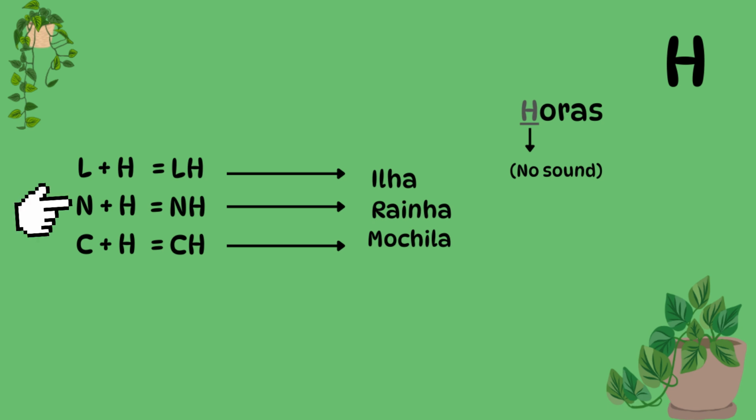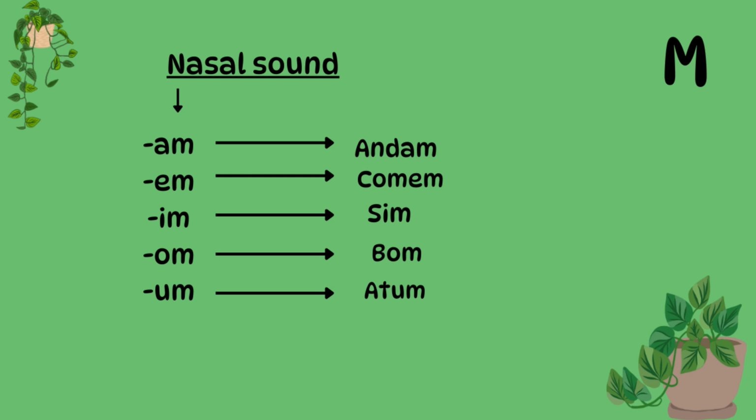N with H gives an N sound, like rainha. C with H gives a sh sound, like mochila. Next we have the letter M.